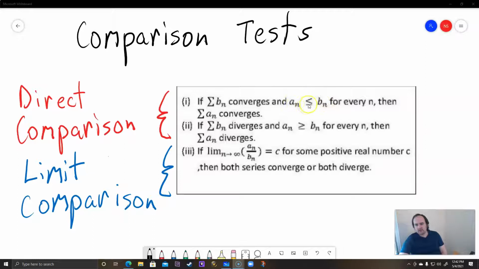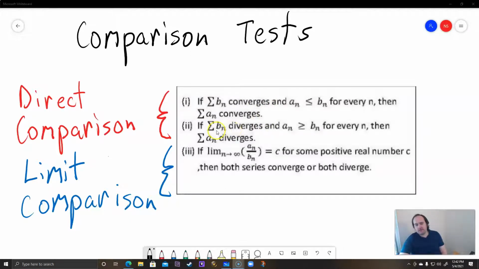Okay, so that one should kind of make sense in a way, because since an is always smaller than or equal to bn, and bn converges, an can't go to infinity, right? Because it's bounded above by bn, and bn converges.